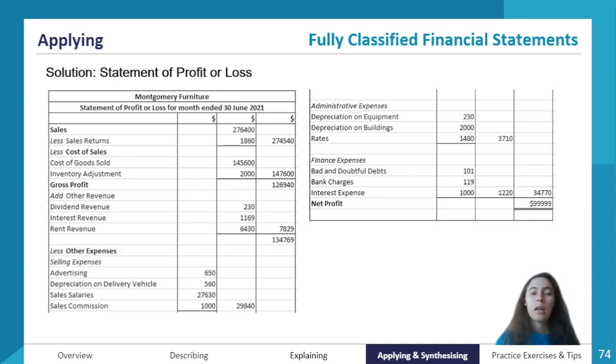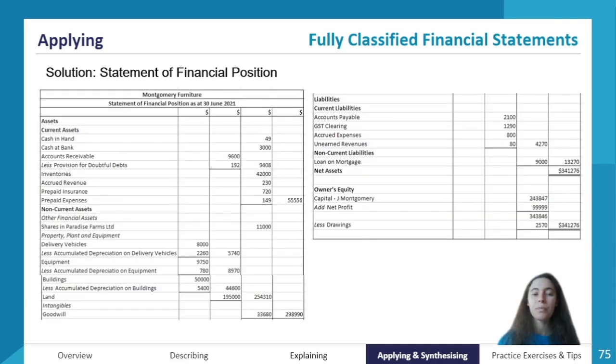So you can see for example, the inventory adjustment comes into play here. We've got that $2,000 there. Bad and doubtful debts, for example, is there for 101 as well, because that's a finance expense.